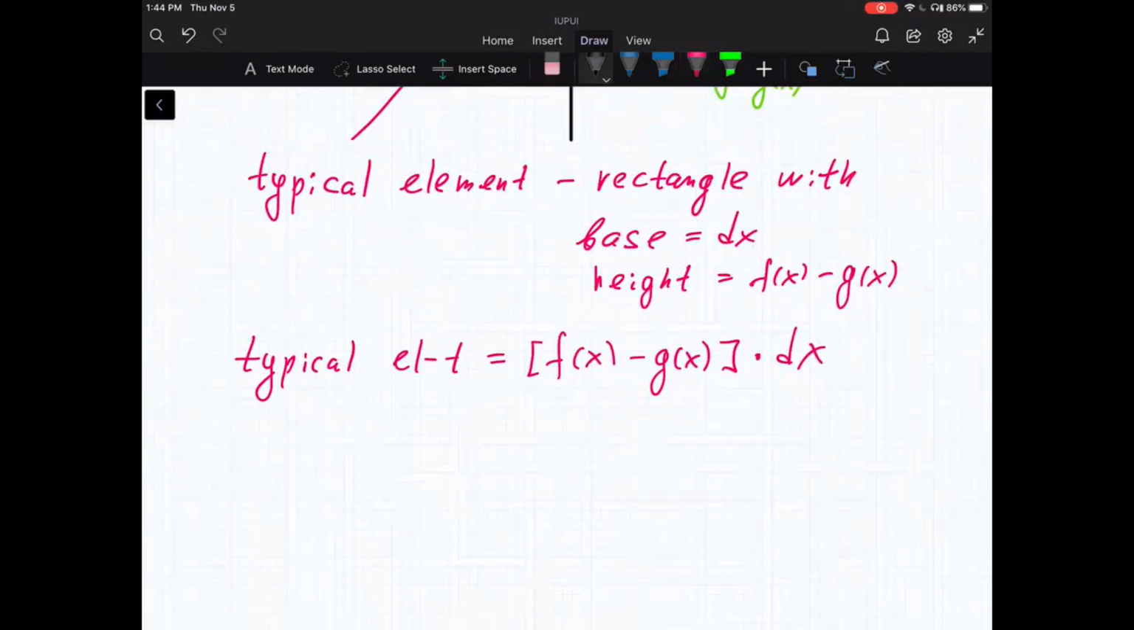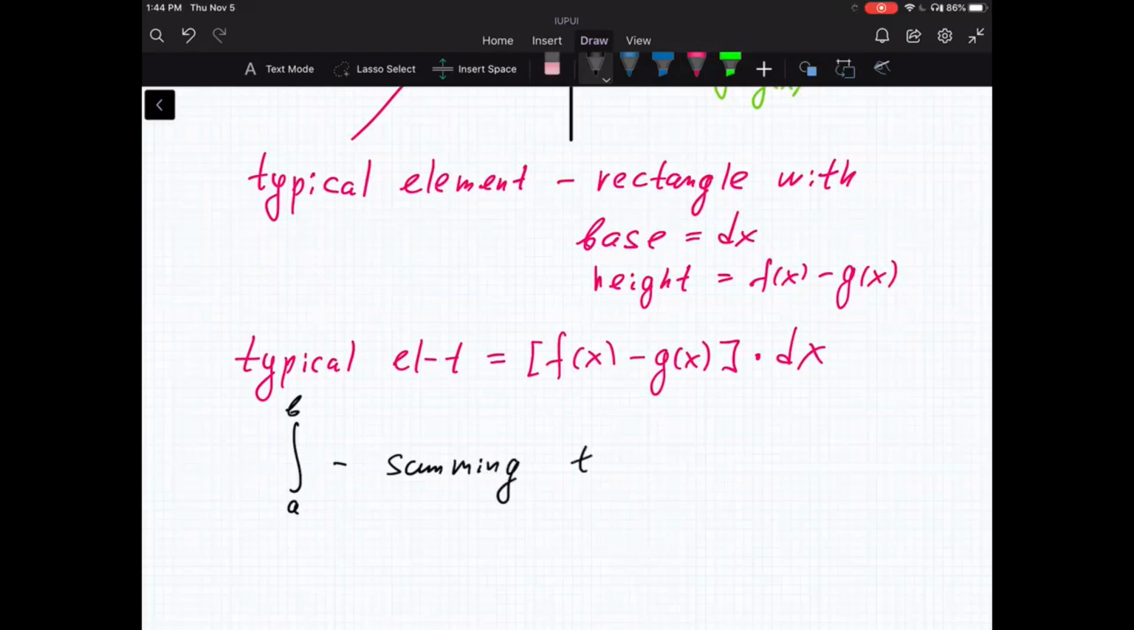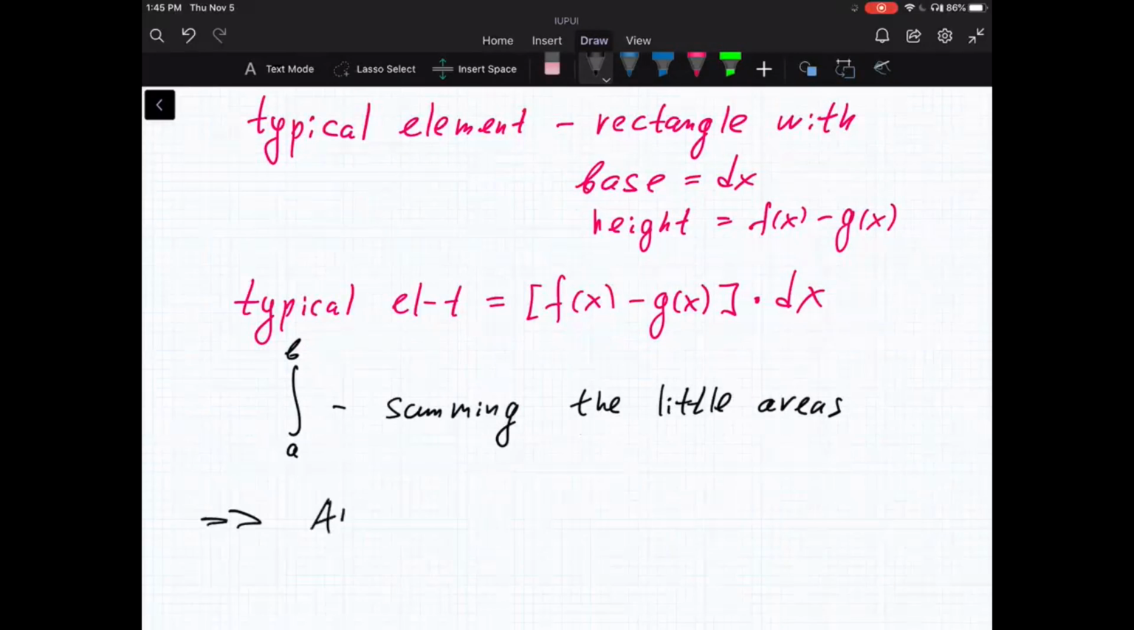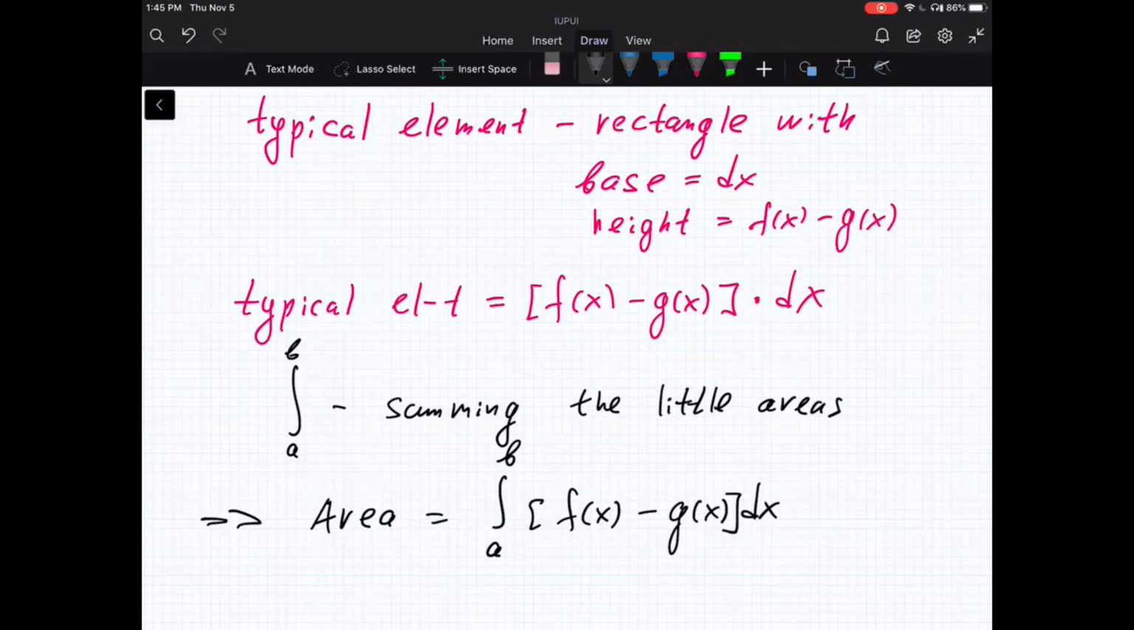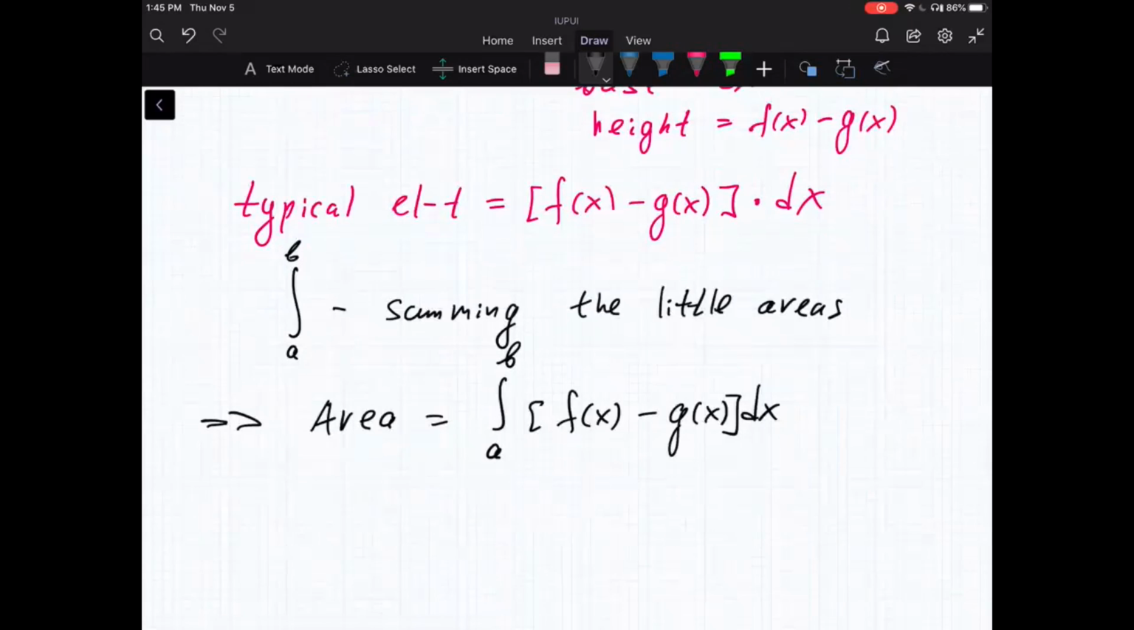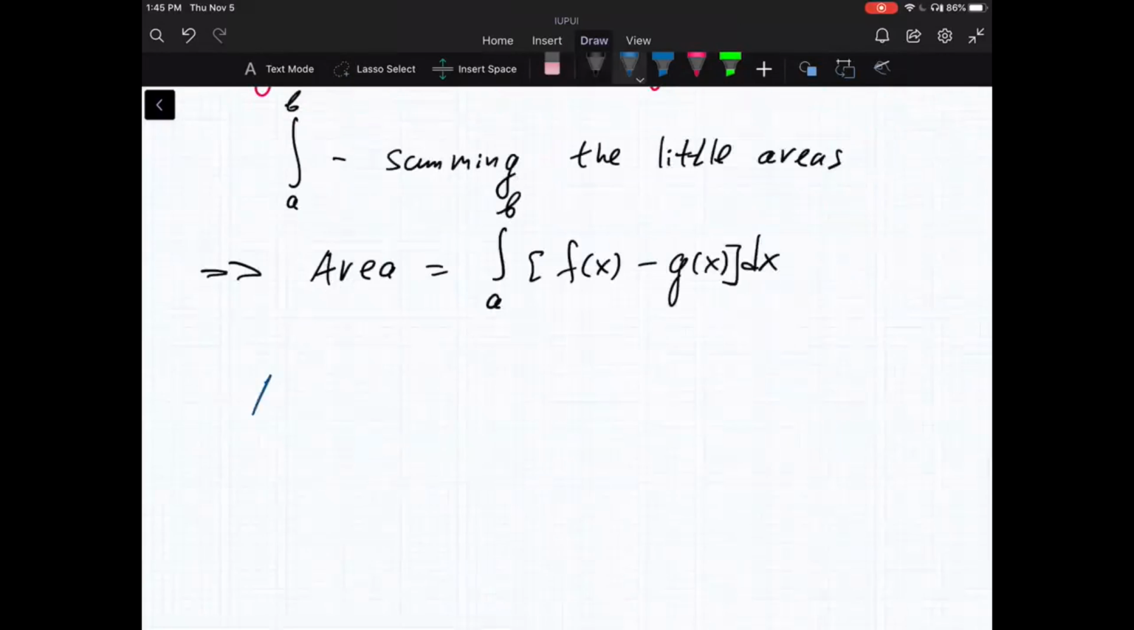So I'm summing up the little areas. Thus, my area becomes the following integral from a to b, f of x minus g of x dx. So I'm summing areas of typical elements, and that gives me this formula. And this is a formula for the area between two curves. So we can formulate it as a theorem.